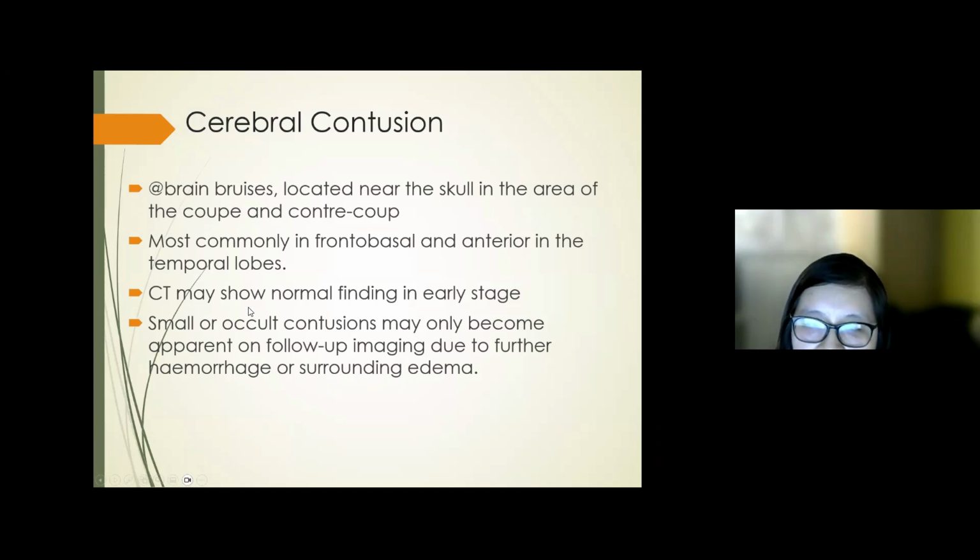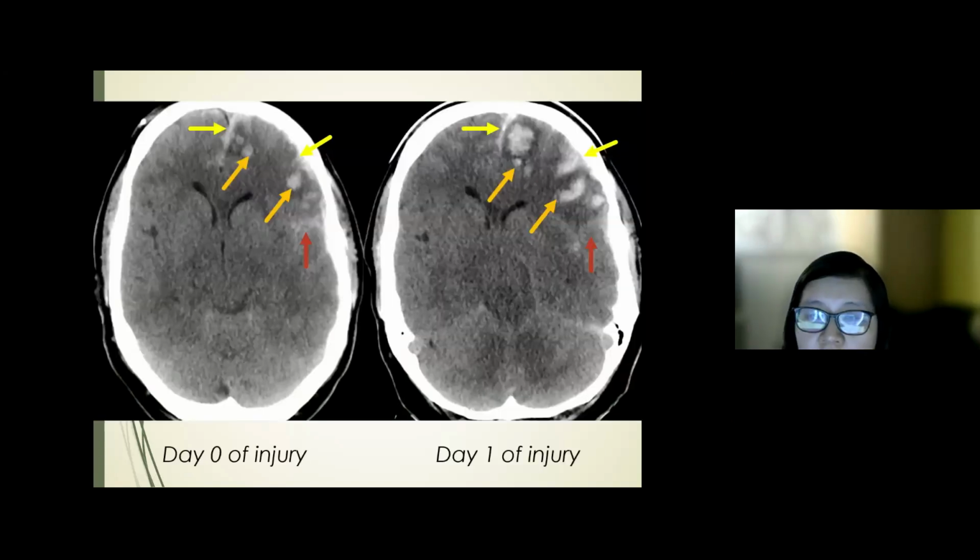So CT findings may be normal in the early stage, and small or occult contusions may only become apparent on follow-up imaging due to further hemorrhage or surrounding edema. So this is an image of a patient in a severe road traffic accident, taken on the day of the injury. We can see that there is a small hyperdensity in the left frontal region, and this indicates a contusional bleed here, and there is a surrounding hypodensity, and this is surrounding edema.